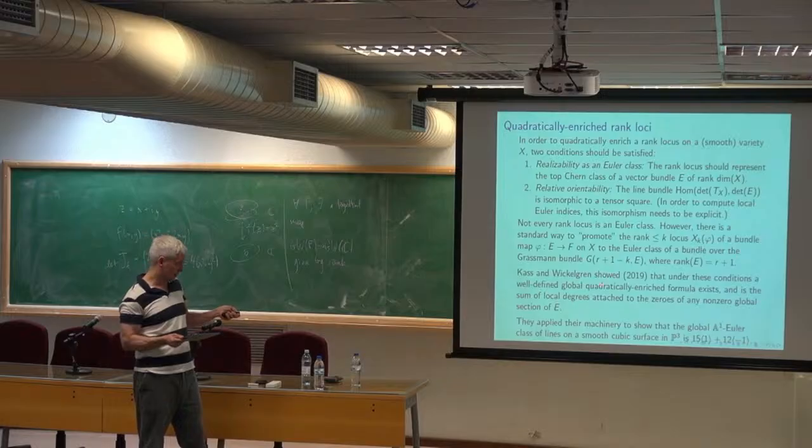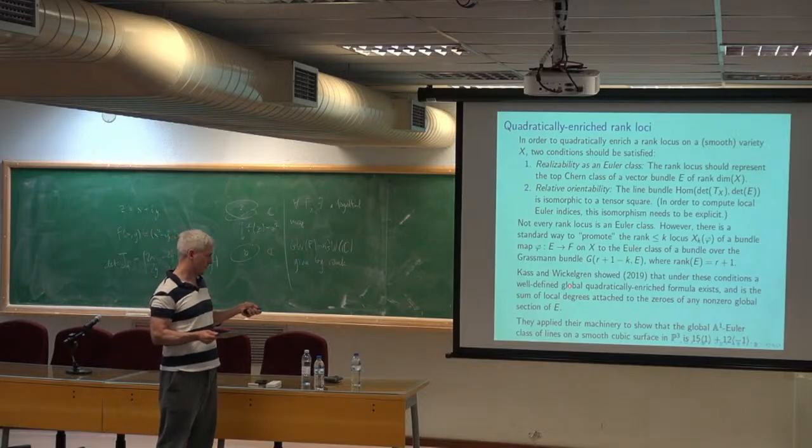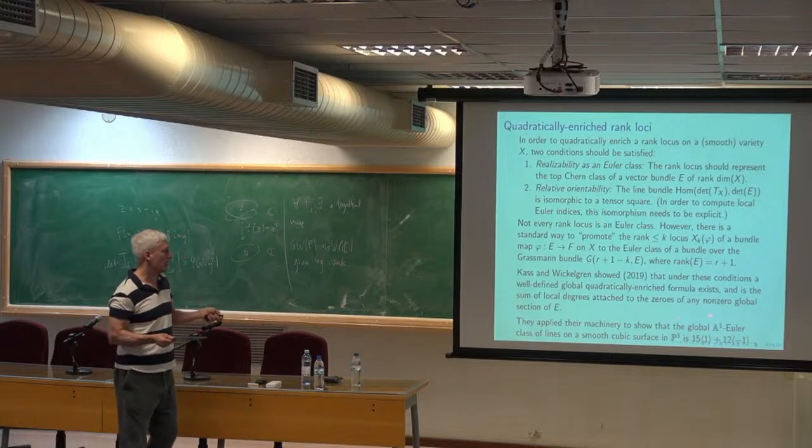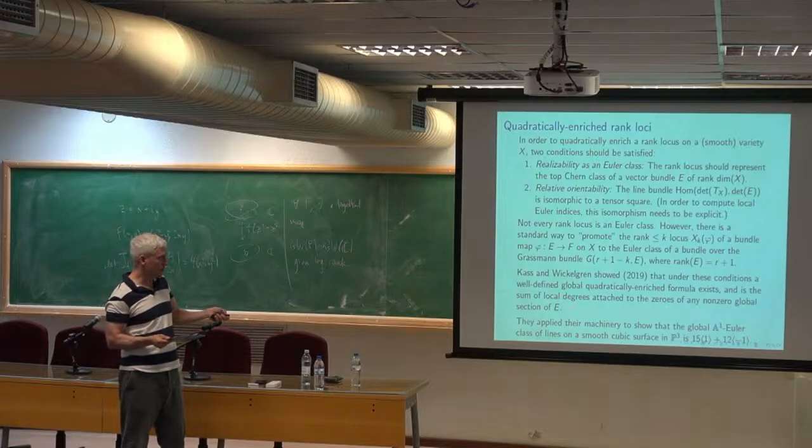Anyway, a fundamental result due to Katz and Wickelgren says that when these two conditions are satisfied, there's always a global quadratically enriched formula for the Euler class that's valued in the Grothendieck-Witt group of F. And that global class is a sum of local quadratically enriched degrees that you can compute using the zero of any non-zero global section of your bundle.